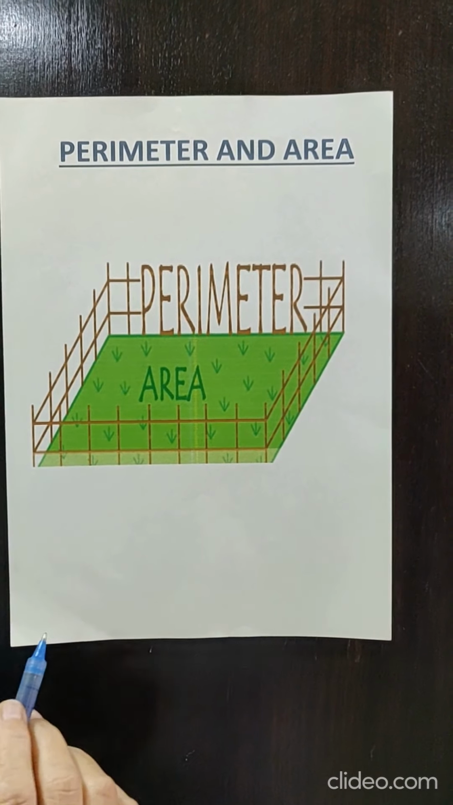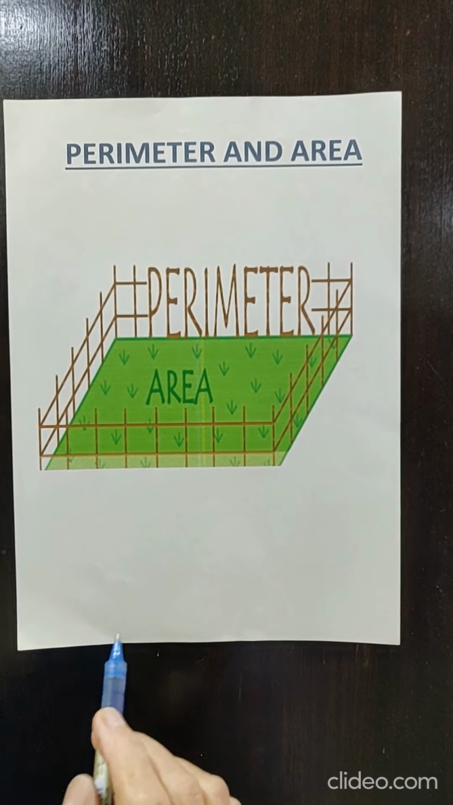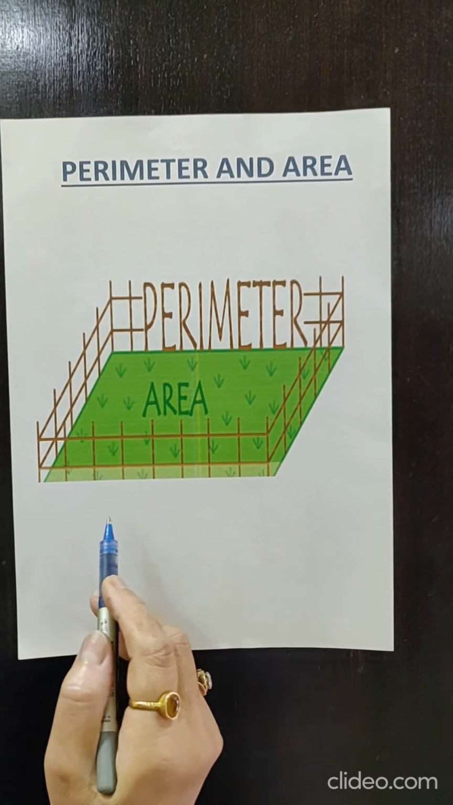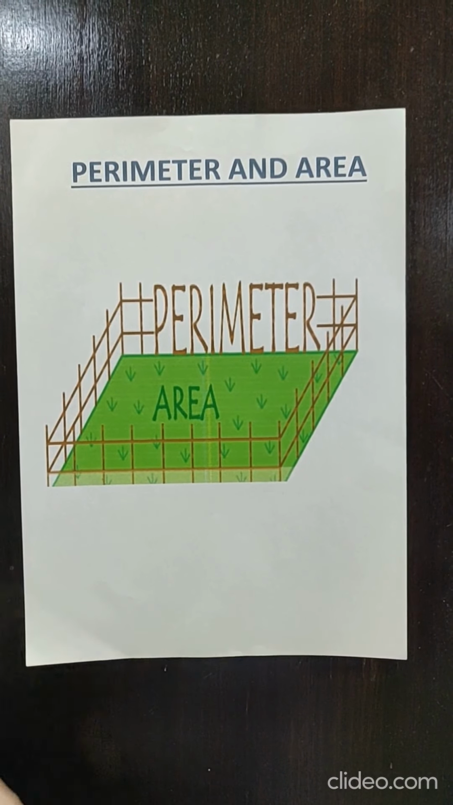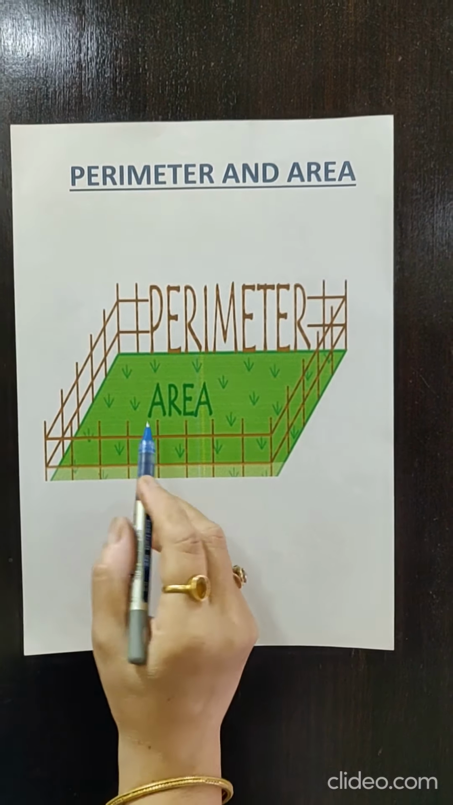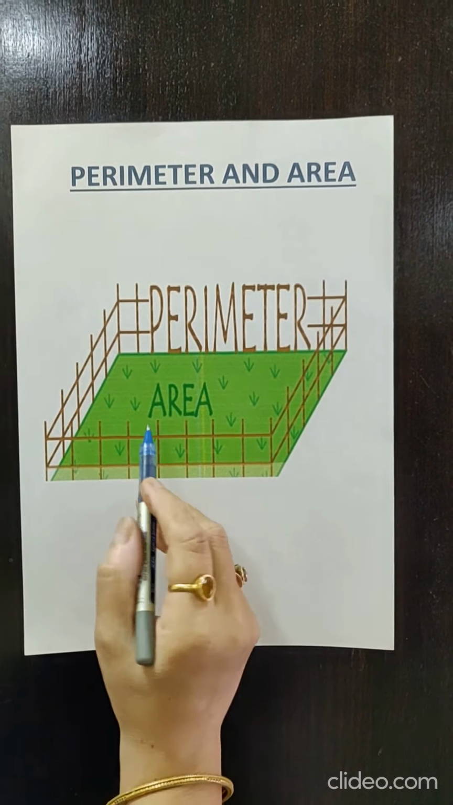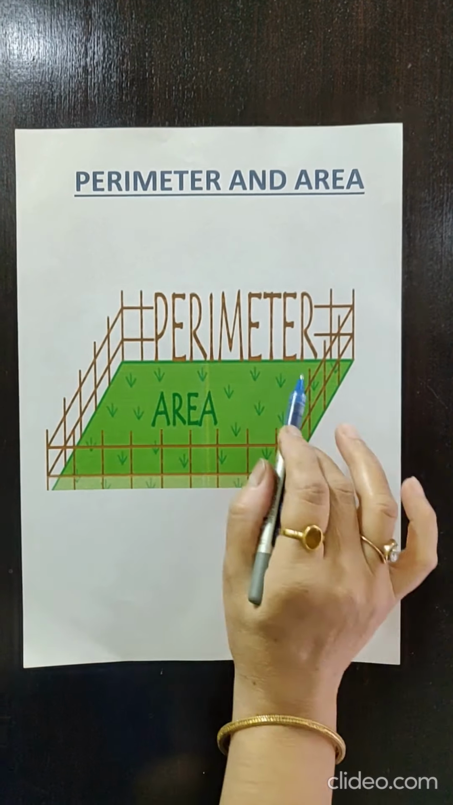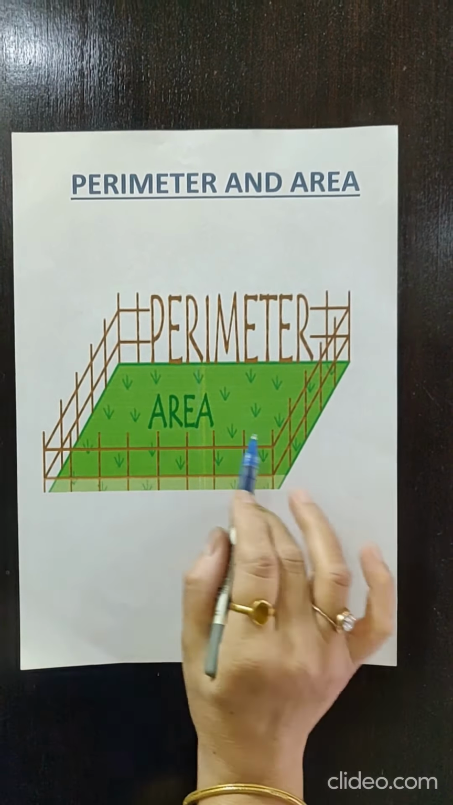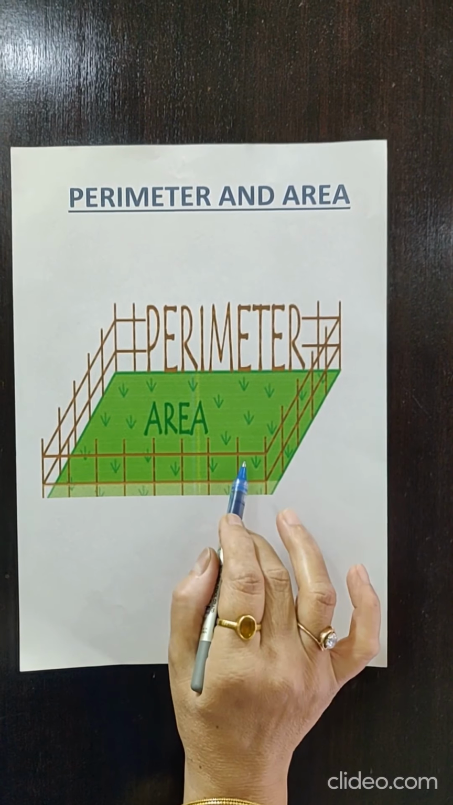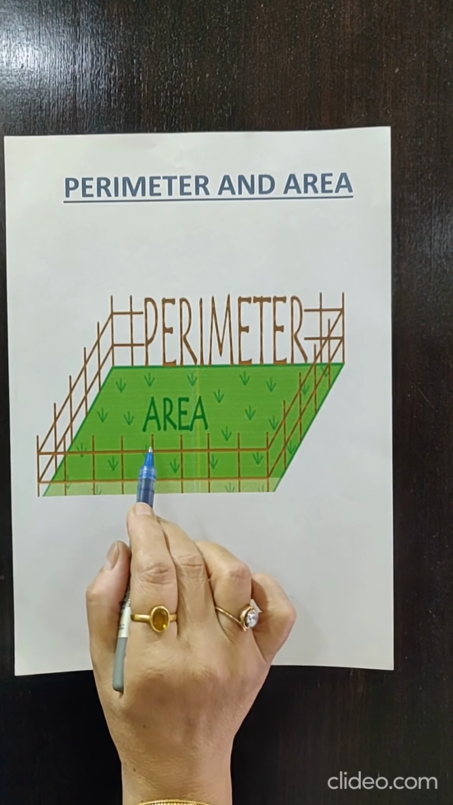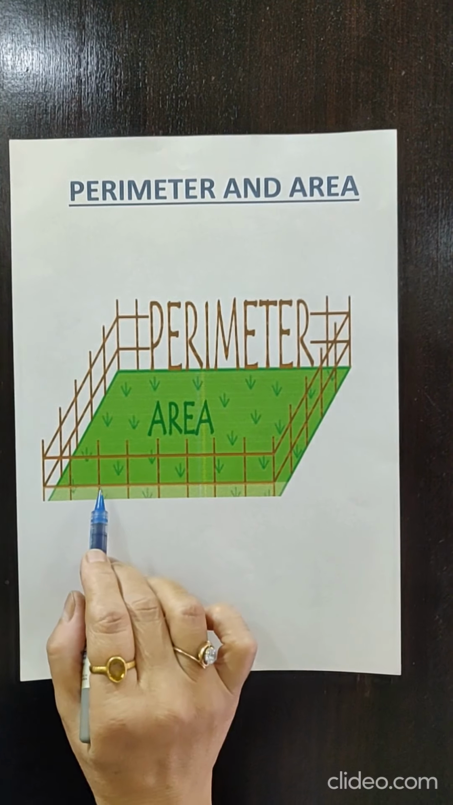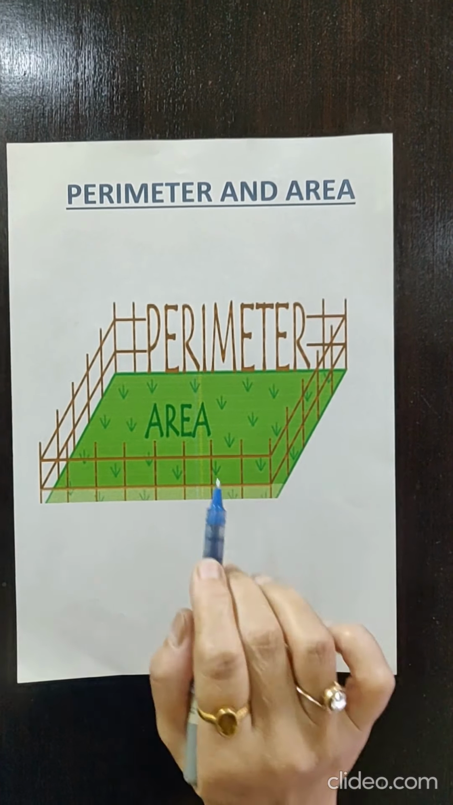Now, some students find themselves in a dilemma whether they have to calculate perimeter or area. See children, A for under, A for inside. It means when you have to find or calculate the space covered inside the figure or an object, you will calculate its area, you will multiply its length and breadth.